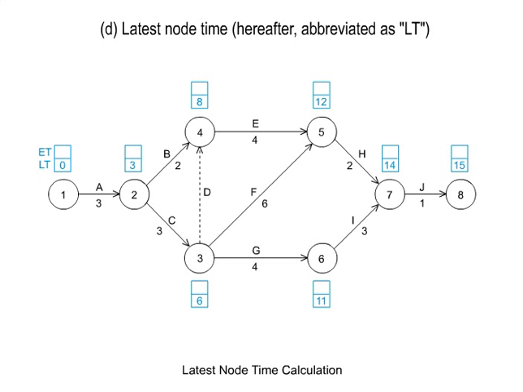Although LT represents the total required time of successor activities, when there are two or more successor activities, the one with the smallest value is taken. A calculation of LT is shown in the diagram below. In each of the rectangular boxes near the nodes, the lower box shows the LT.